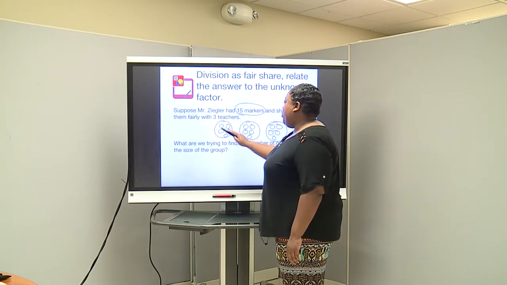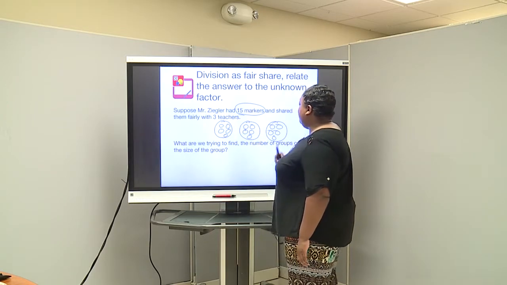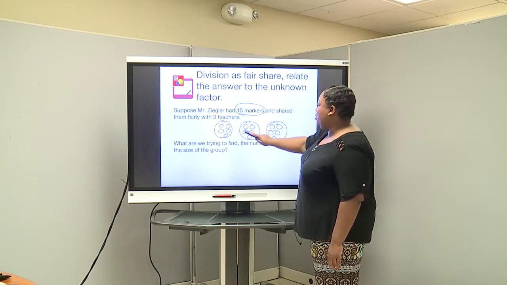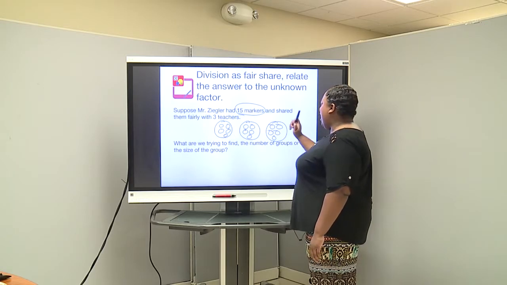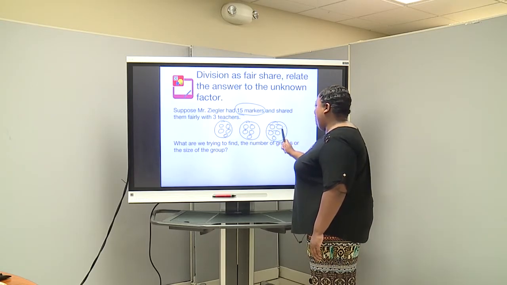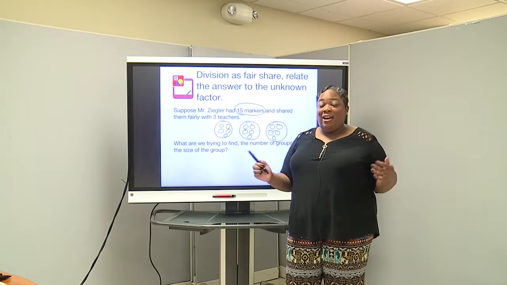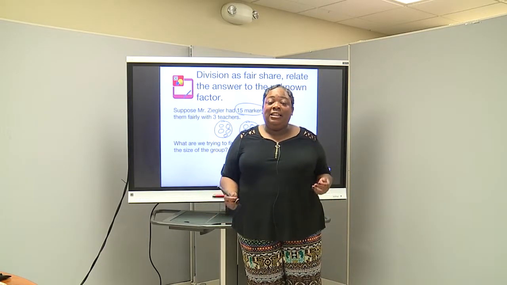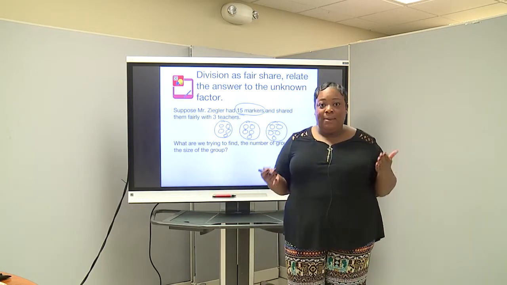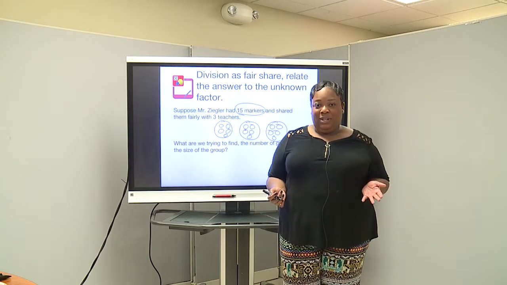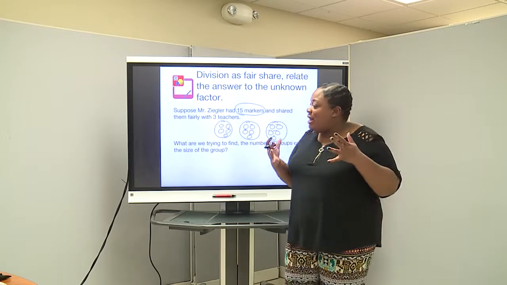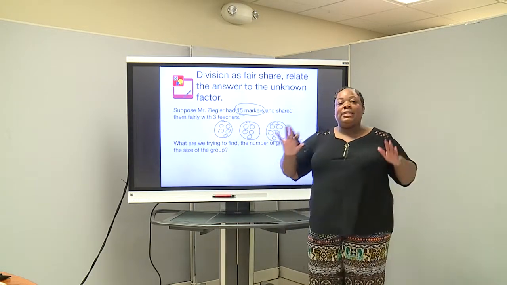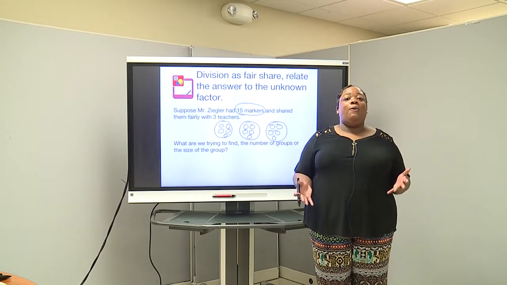1, 2, 3, 4, 5. 1, 2, 3, 4, 5. 1, 2, 3, 4, 5. It looks pretty good to me, you guys. Each group has how many markers in it? Has 5. So now let's use this picture to make a division sentence, all right?